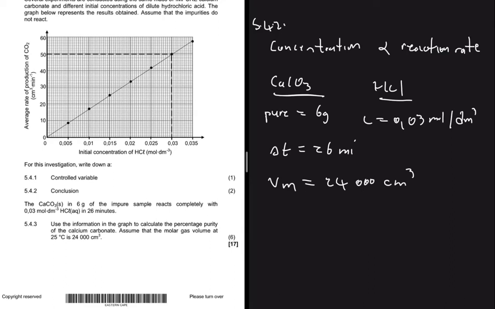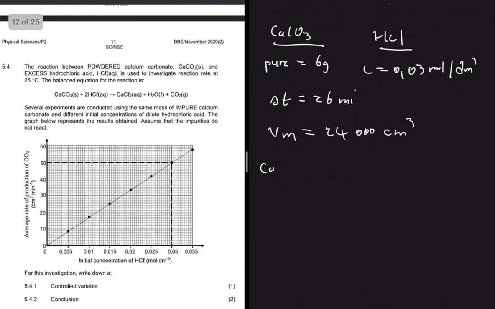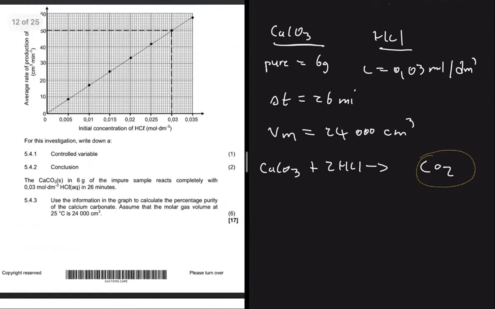Okay, let me just write down the equation again. So we have calcium carbonate plus 2HCl giving us, let's ignore all the other products and just put CO2, because CO2 is what we're interested in, because that's what we were measuring. So the question is saying, let's calculate the mass of CaCO3.